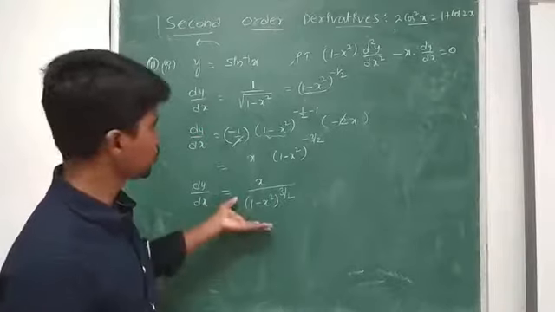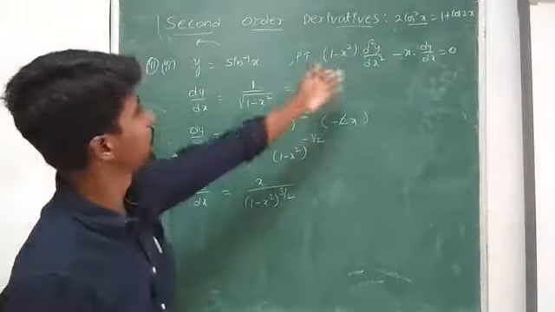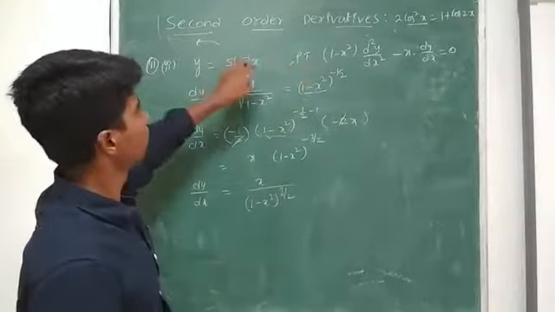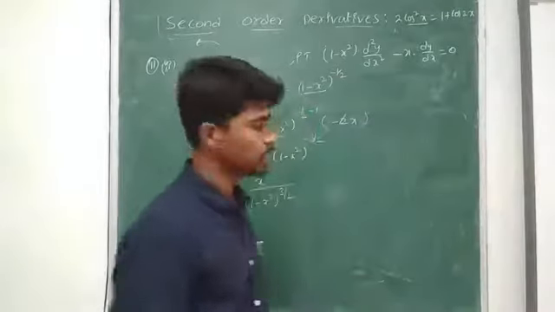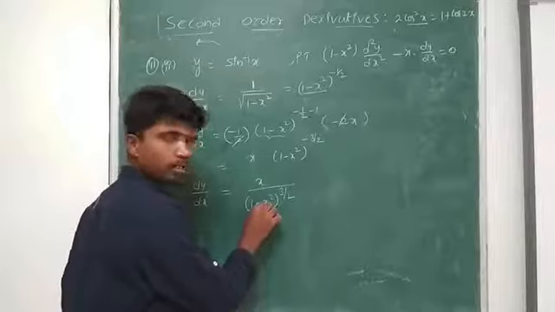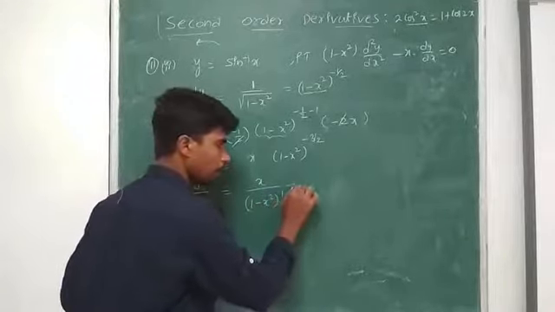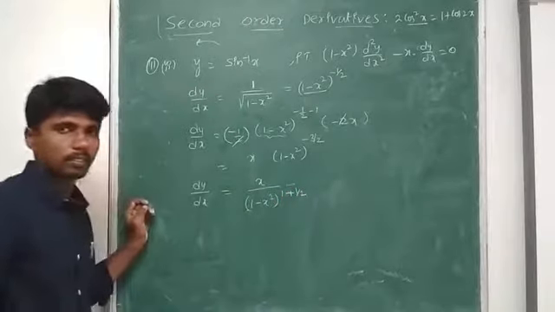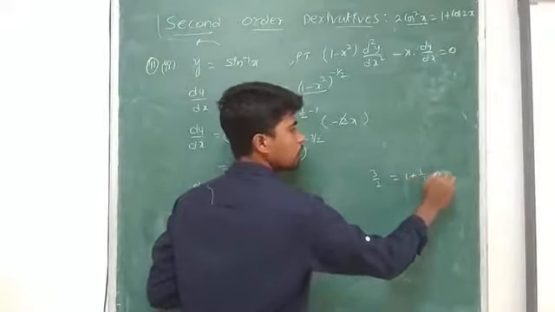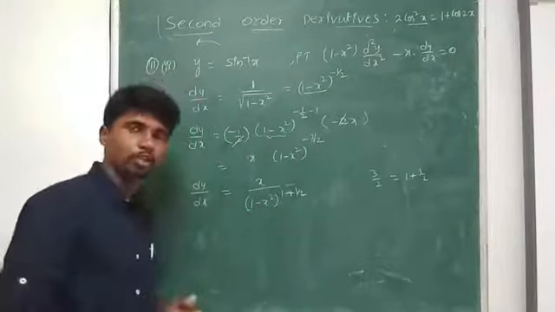Now they asked us to prove this one. So I have to express the given answer in this way. For that purpose, (1 minus x square) power 3 by 2 can be written as power 1 plus 1 by 2. Okay, 3 by 2 can be written as 1 plus 1 by 2. Now a power m plus n can be written as a power m into a power n.